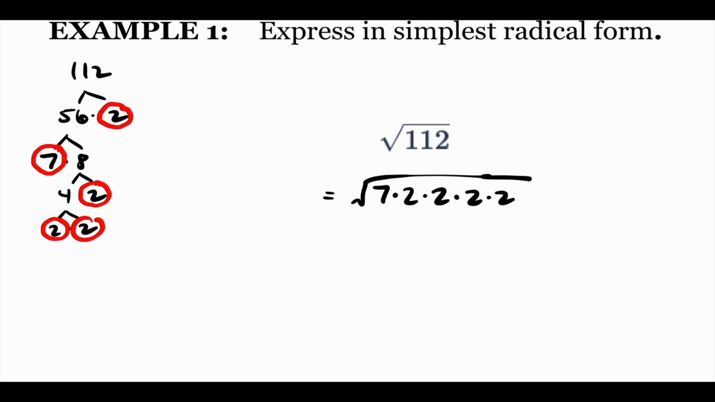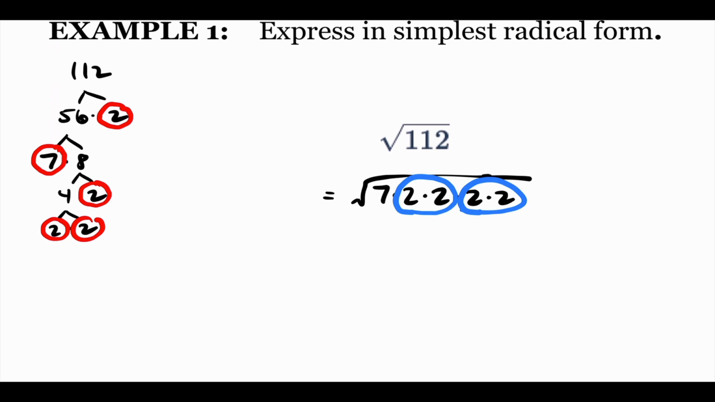So it's a square root. Since it's a square root, we're going to look for pairs. So the second thing we do is circle pairs. For square roots, we circle pairs. If that was a third root, we'd look for triples. But since it's a square root, I'm looking for pairs. Okay? So I'm going to circle pairs. I got a pair of 2's here, and I got a pair of 2's here. 7 doesn't have a pair, but the 2's do.